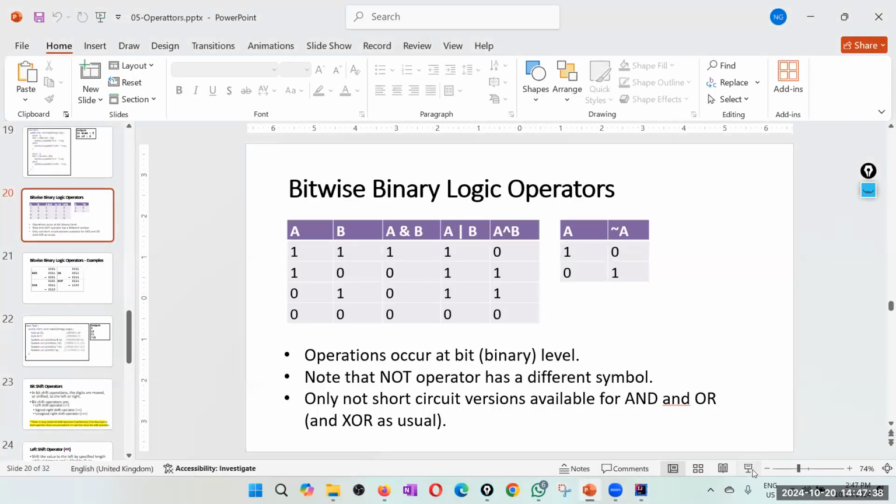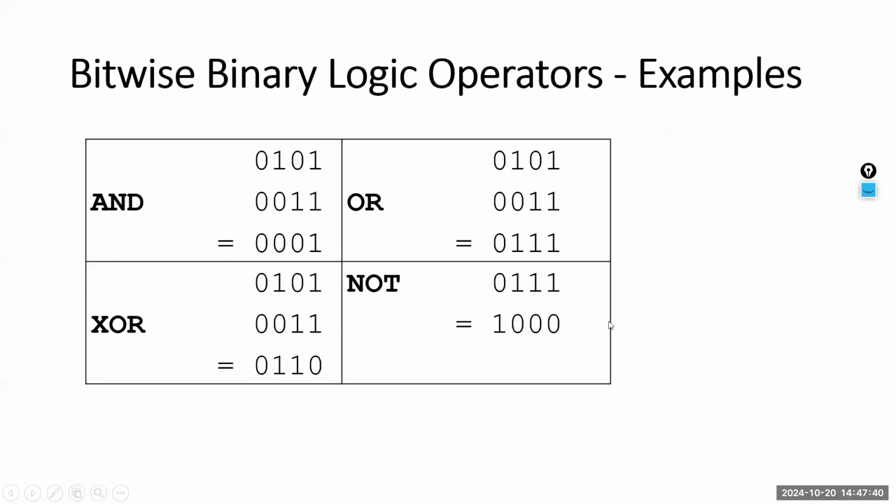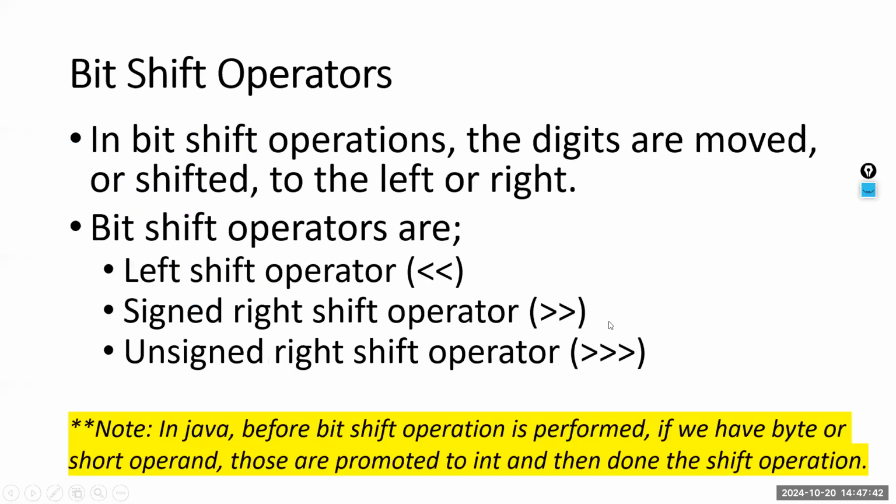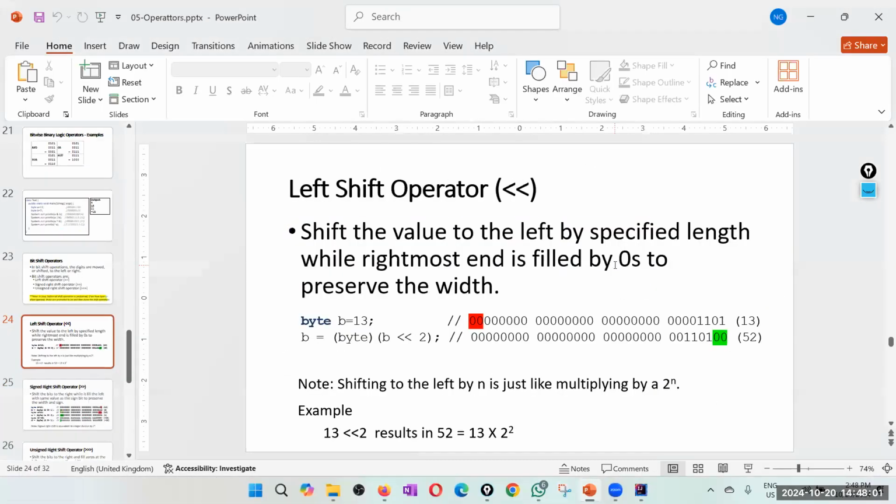So finally, we have the bit shift operators. What are the bit shift operators? Left shift, signed right shift, unsigned right shift. Again, it happens at bit level. Okay, so let's take an example.